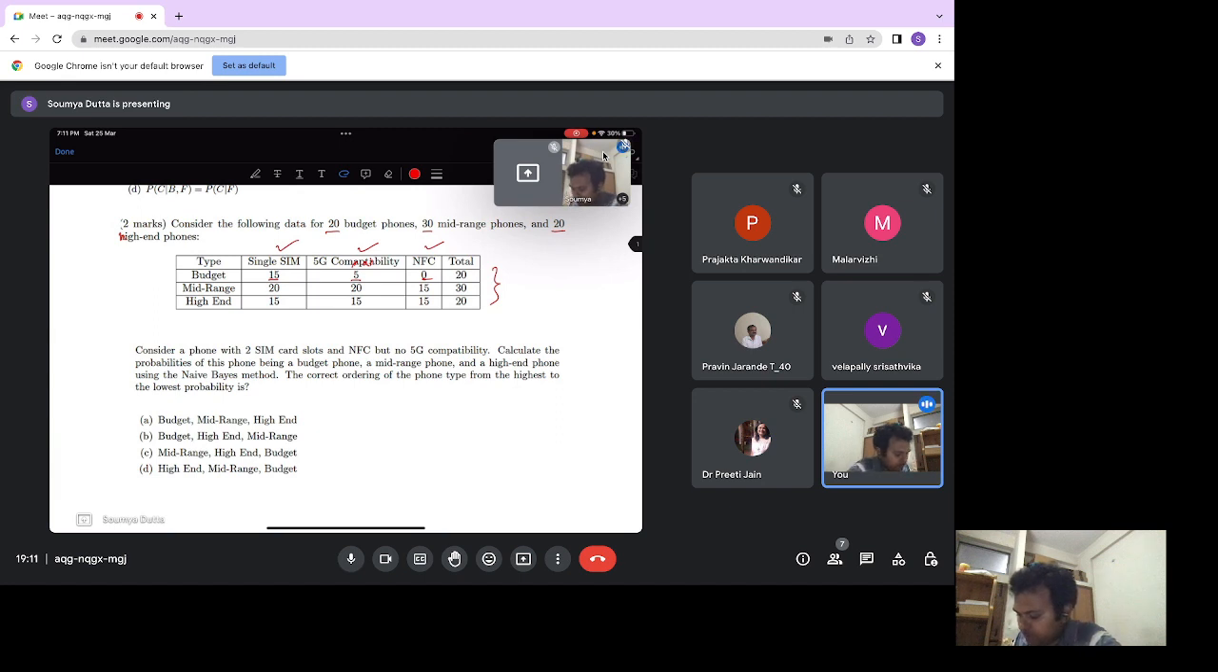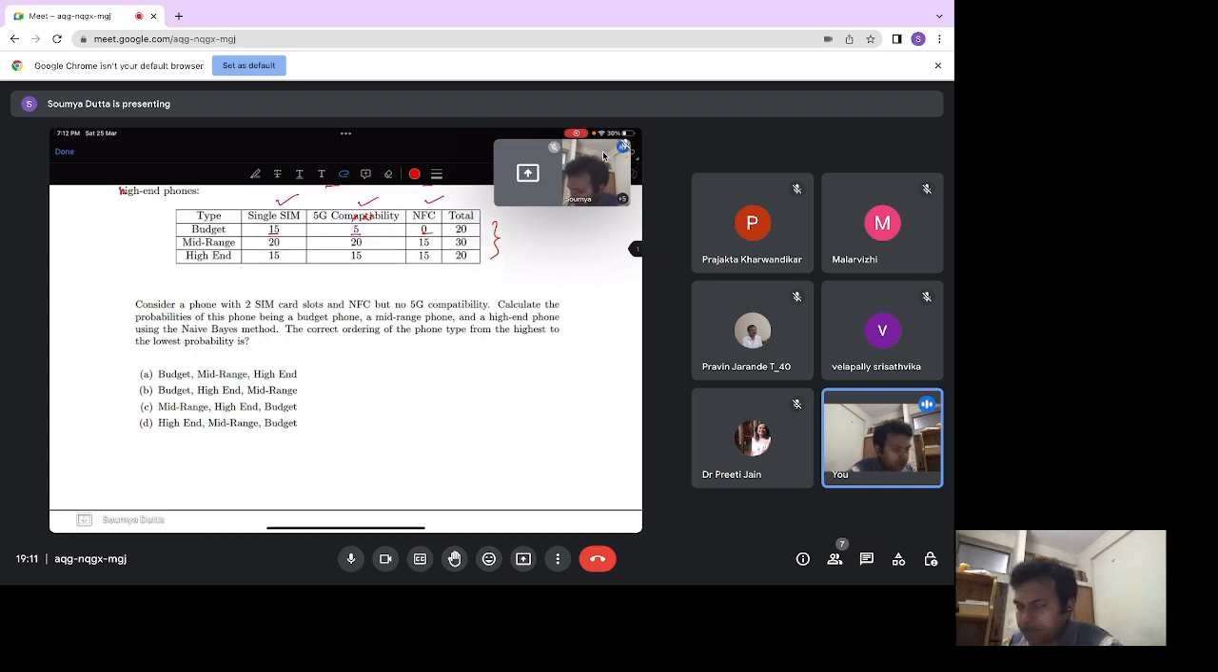You have to calculate the probability of this phone being a budget phone, a mid-range phone and a high-end phone using the naive Bayes method. The naive Bayes method says that given a particular class, with class probability P(C), and the three features x1, x2 and x3, then given the class, x1, x2, x3 are conditionally independent of each other, right?